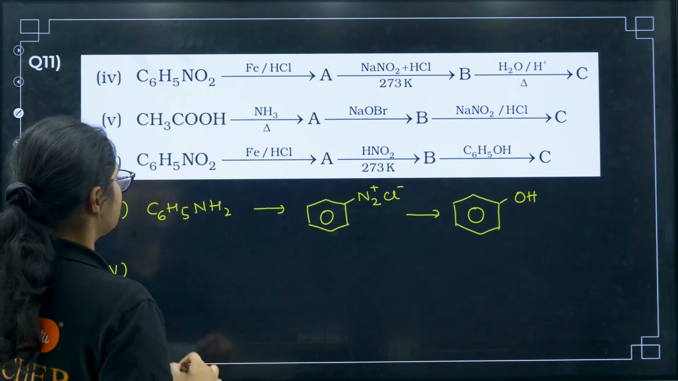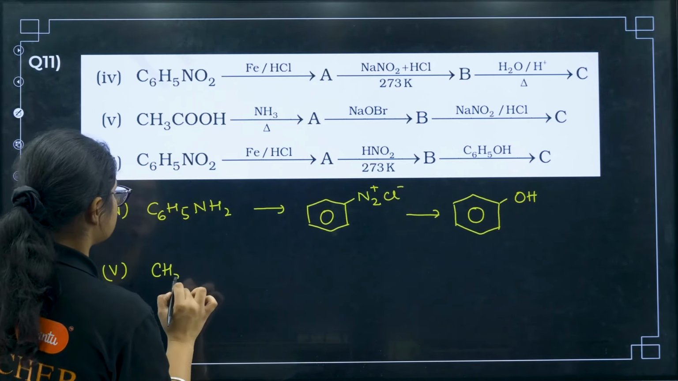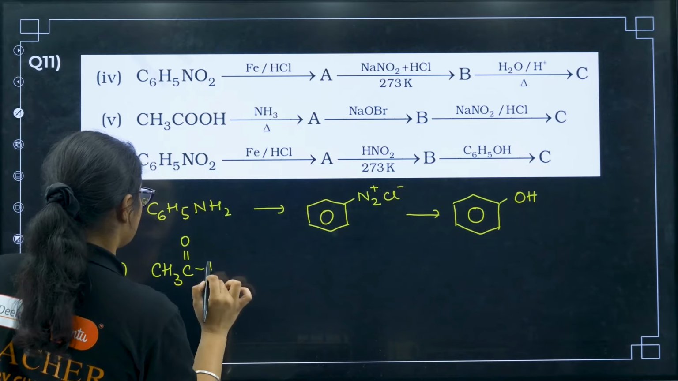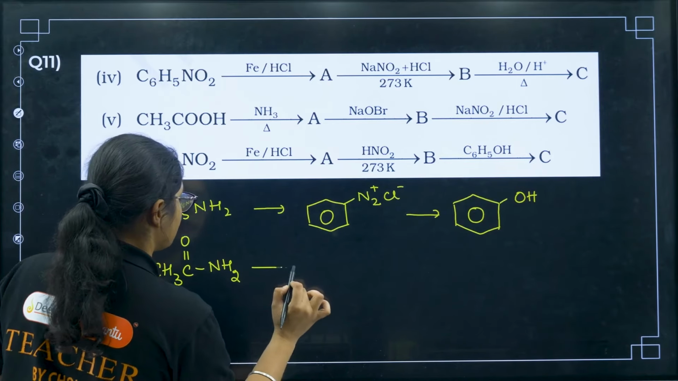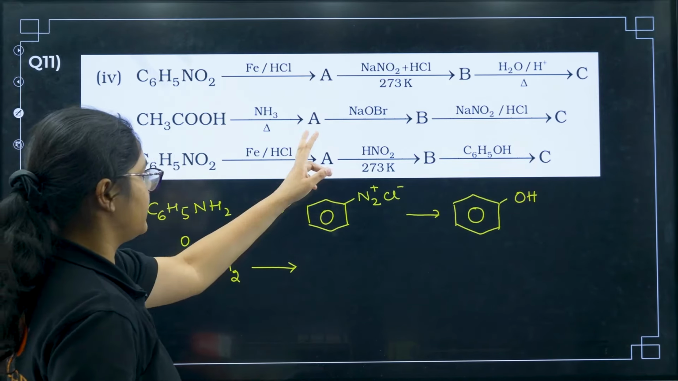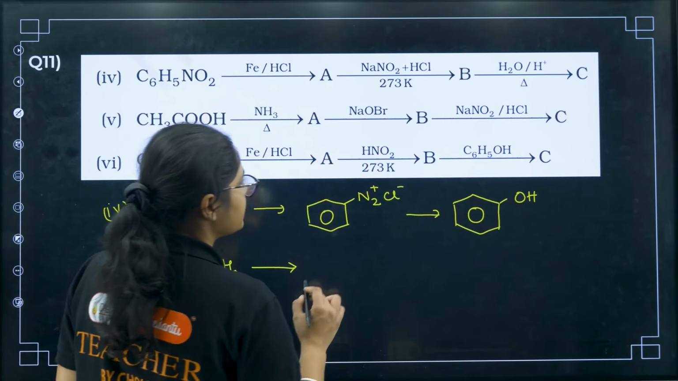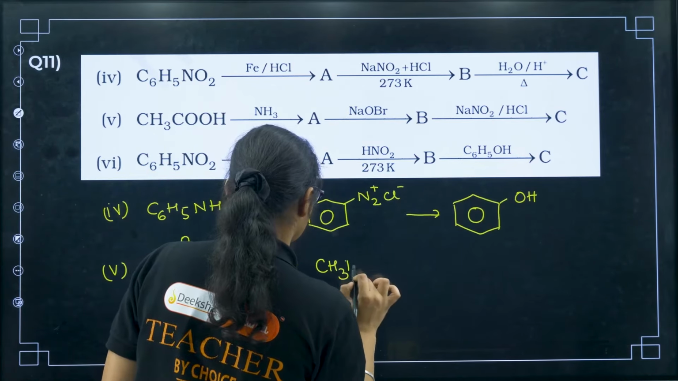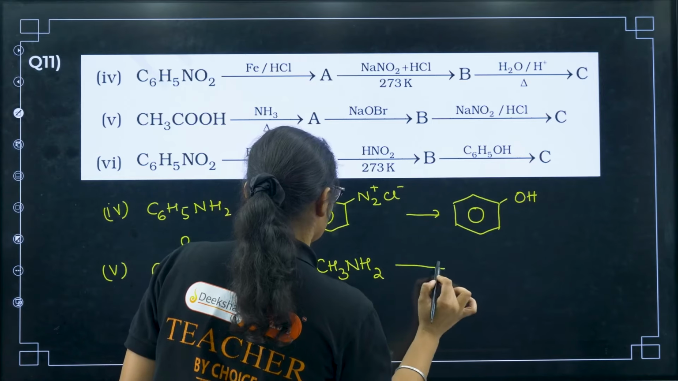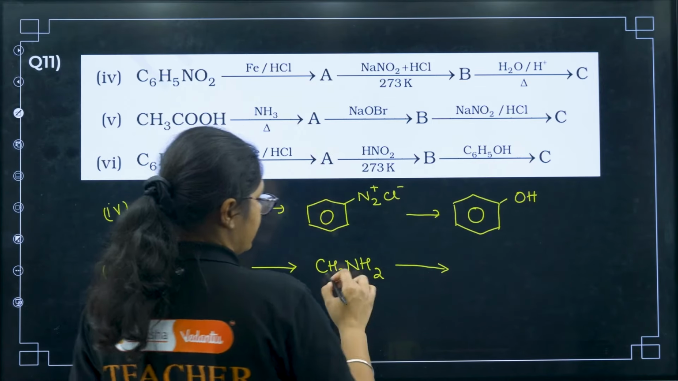Okay. Next we have the fifth one here. This one will also give me benzamide. So CH3CONH2, this one will give me benzamide. Then we have A here. Then with NaOBr there is Hofmann degradation. So I will get here CH3NH2. Okay. And then with NaNO2 and HCl we have CH3OH.